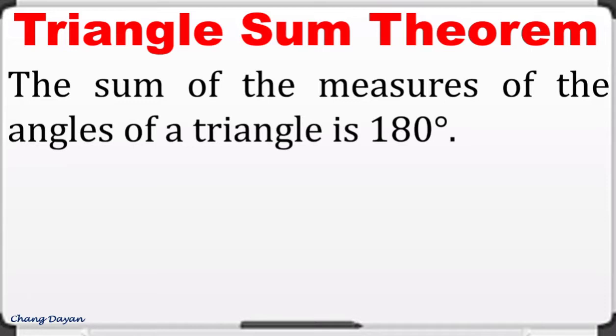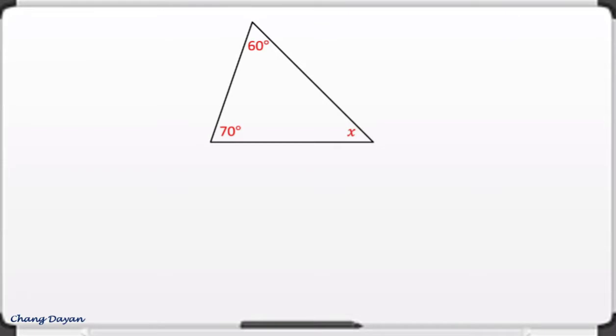So we all know that the sum of the measures of the angles of a triangle is 180 degrees. Here, the given measures are just two. We have 60 degrees and 70 degrees. We are to find the value of x. For that, we will just add 70 degrees plus 60 degrees plus x. According to the theorem, the sum of the measures of the angles of a triangle is equal to 180. So we'll equate this to 180 degrees.